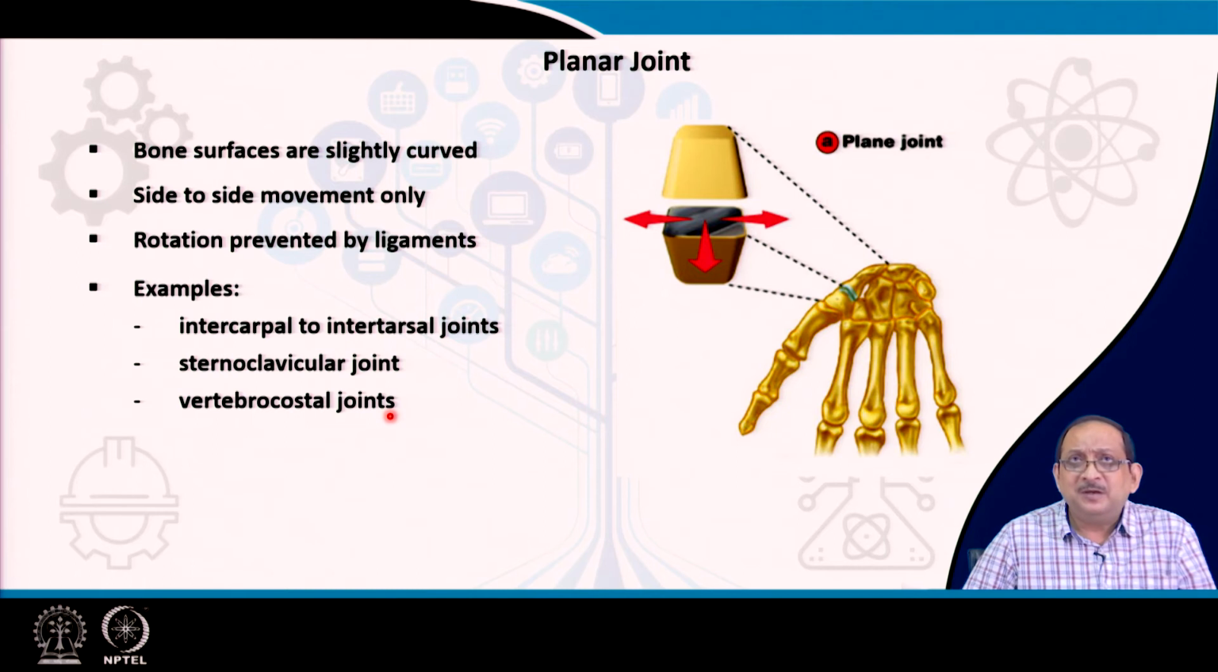Let us consider the planar joint. The planar joint is formed by bone surfaces which are slightly curved. In the planar joint, only side to side movements are allowed and rotations are prevented by the ligaments. The examples of the planar joint are intercarpal and intertarsal joints in the hands and feet, the sternoclavicular joint in the shoulder, and vertebrocostal joints.